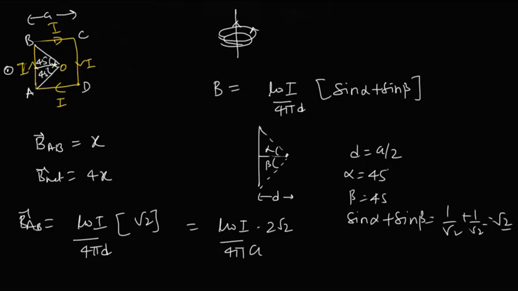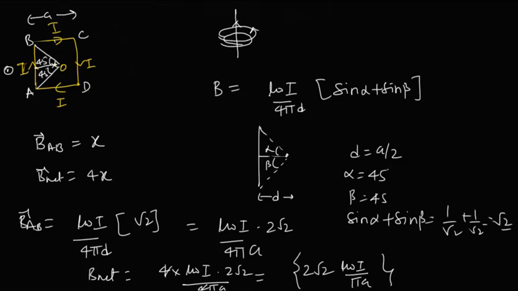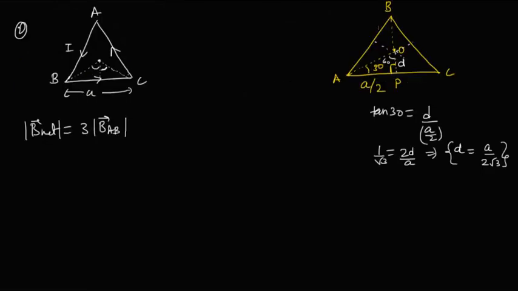So if I'm calculating the net magnetic field, that's just 4 times this BAB. So B net becomes 4 into mu naught I 2 root 2 divided by 4 pi a. The 4 and 4 cancel out, so that becomes 2 root 2 mu naught I upon pi a. So this is your answer for the first case.